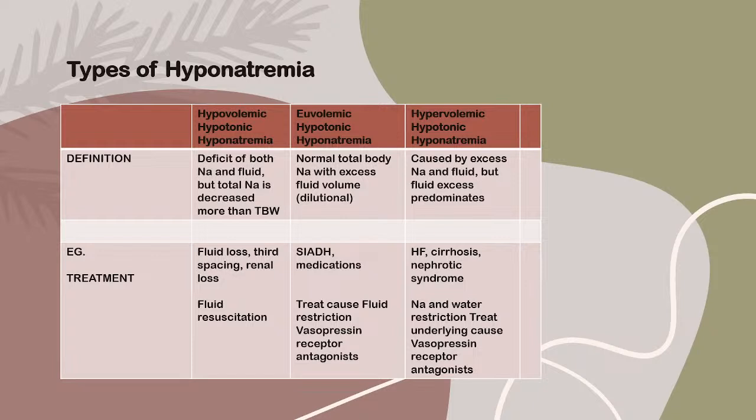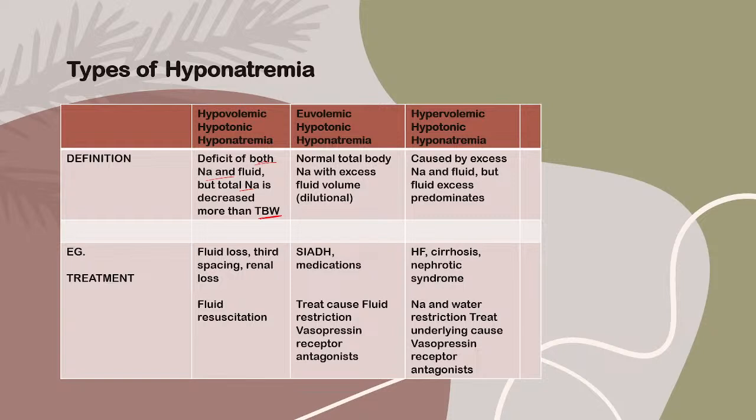All right. So the definition of hypovolemic hypotonic hyponatremia is a deficit of both sodium and fluid, but total sodium is decreased more than total body weight. All right. So there would be a deficit, I mean hypovolemic is like fluid is also lost, hypotonic hyponatremia is sodium is also lost, but total sodium is decreased more than total body weight.